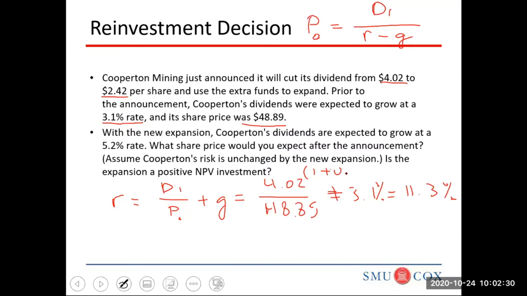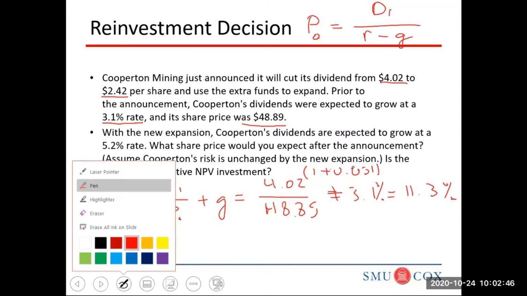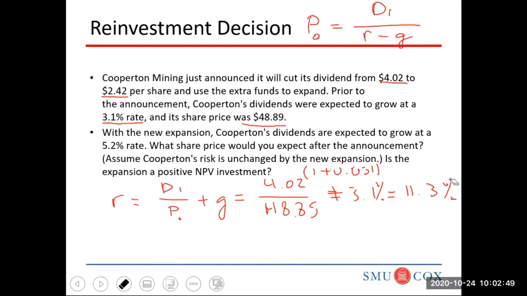402 times 1 plus 0.031. Basically, increase the dividend by another 3%. Let me recalculate that. So it'll be 11, but it'll be a little bit different. Is it 1108? I get 1158. Does that sound right?